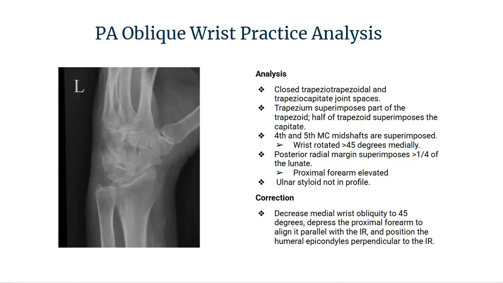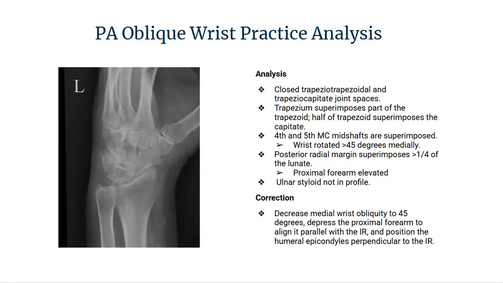So let's review this practice analysis together. First, we want to take a look and determine whether we have all our anatomic structures. In this case, we have from the mid shafts of the metacarpals to the distal radius and ulna, which is what is required. So we check that box.